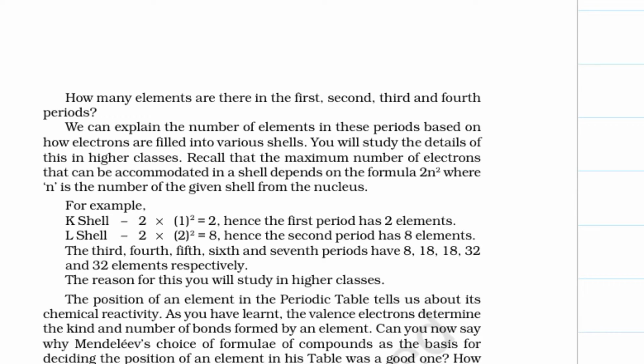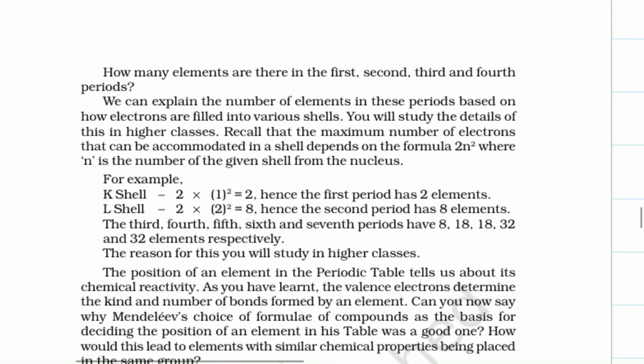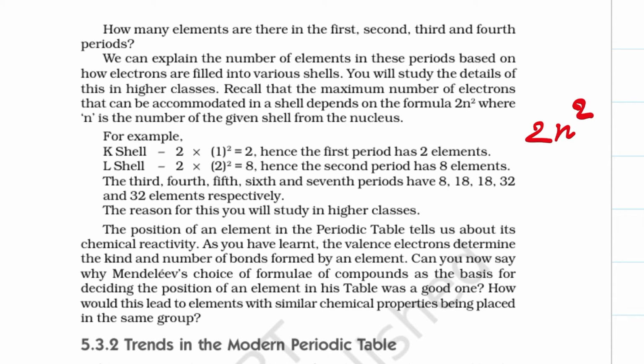Recall that the maximum number of electrons that can be accommodated in a shell depends on the formula 2n², where n is the number of the given shell from the nucleus. So K can have 2 electrons, L can have 8, M can have 18, and then 18, 32, 32 respectively. So according to this, the periods are also following the formula of 2n². The reason for this will be studied in higher classes.